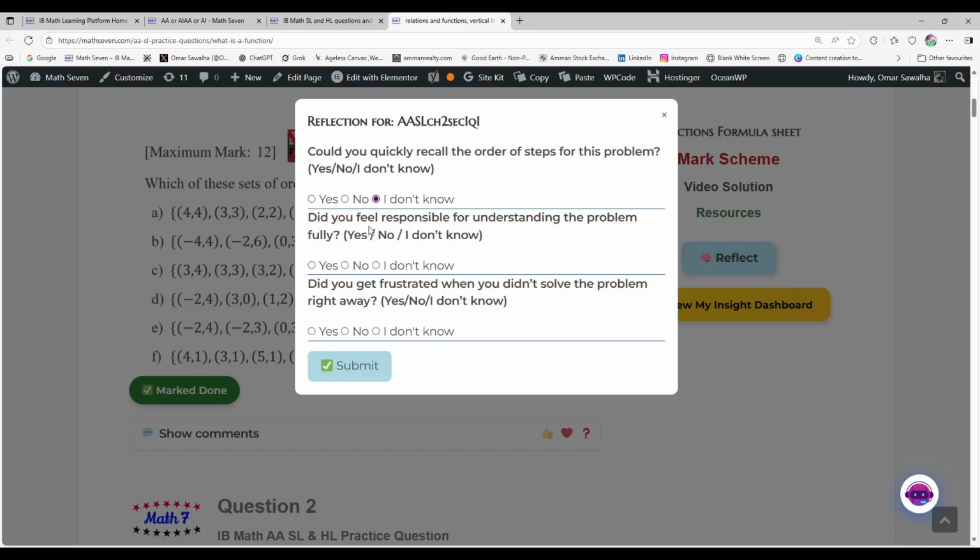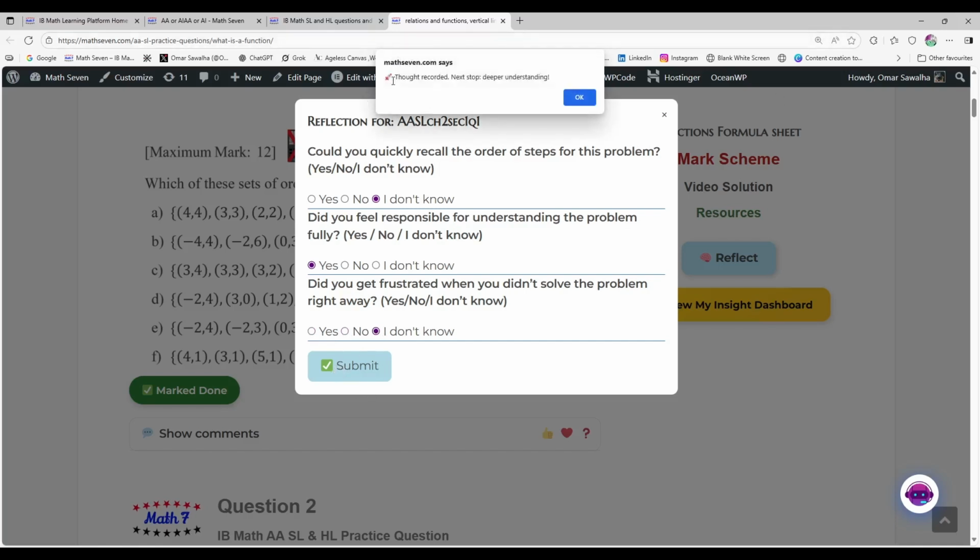And here, did you feel responsible for understanding the problem? Because some students just try to jump to the answer. They don't spend enough time trying to understand the problem fully. So they could say no, yes, or something. Did you get frustrated when you didn't solve the problem right away? You could say yes, you could say no, you could say I don't know, and then you will click submit.